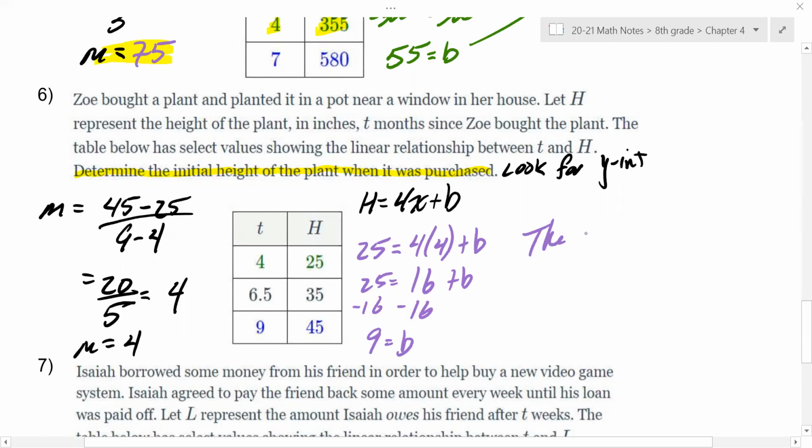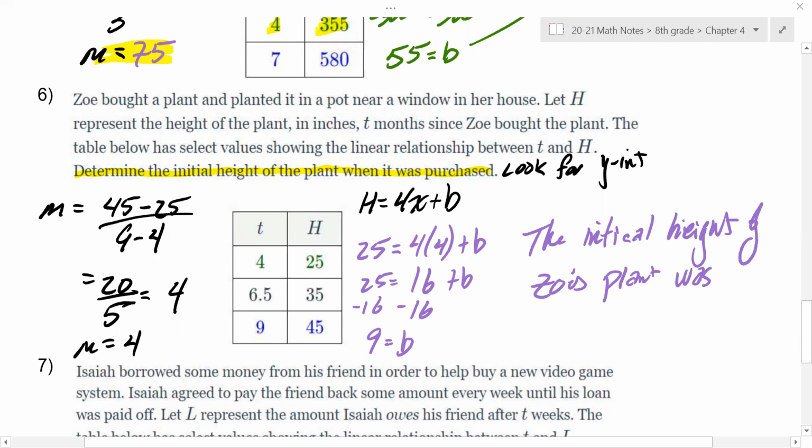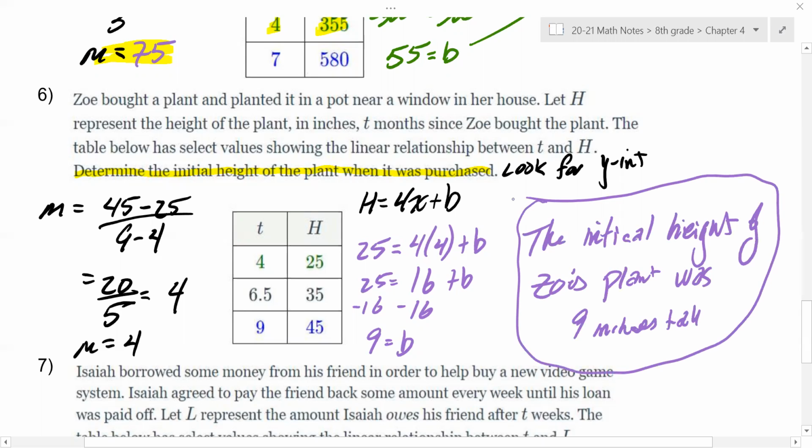So the initial height of Zoe's plant was 9 inches tall. So the initial height was 9 inches tall because it grows at 4 inches a month. And in the notes, I just accidentally had a phantom decimal in there, and that's why it comes out to be a smaller number for the initial height.